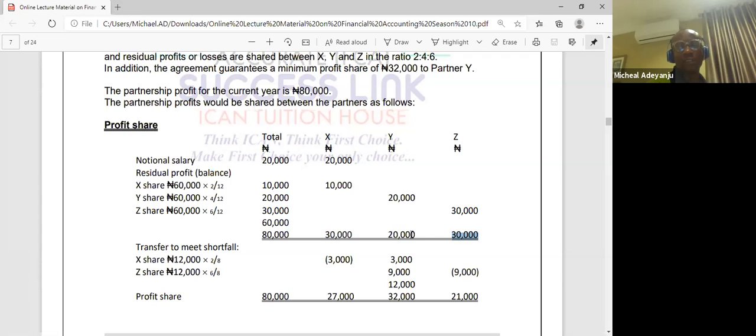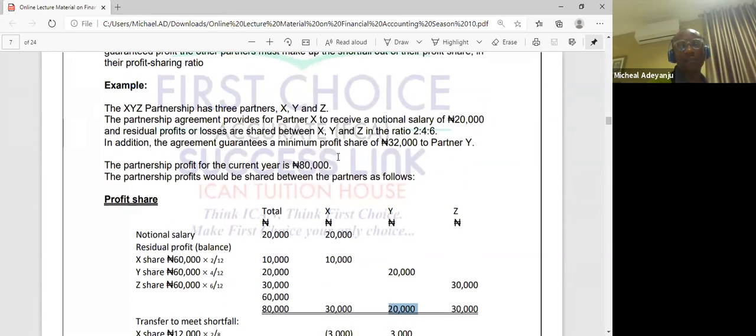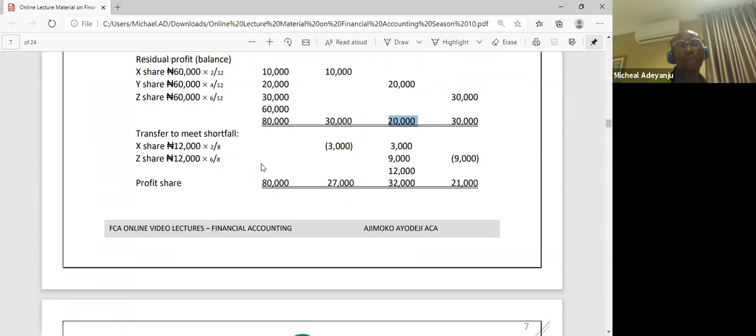So the difference between 20,000 naira and 32,000 naira is what will be shared between X and Z and deducted from their accounts respectively and added to Y's account. Hence, we have the difference of 12,000 naira. And since X has a profit sharing of 2, Z has a profit sharing of 6, then we have 6 plus 2 making 8, and they shared it amidst themselves.